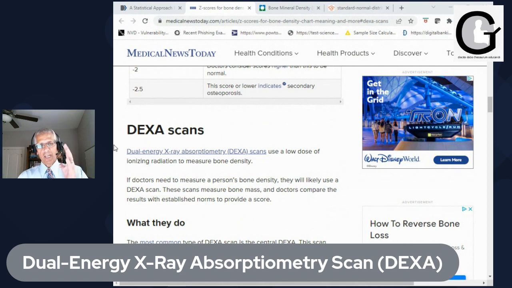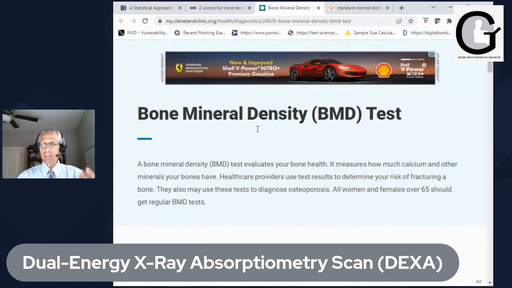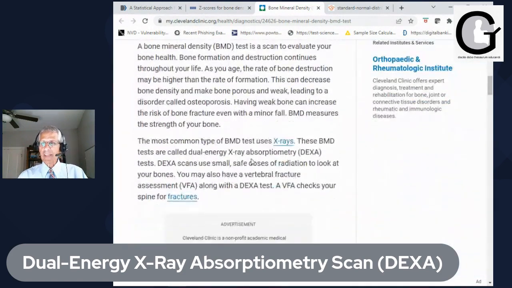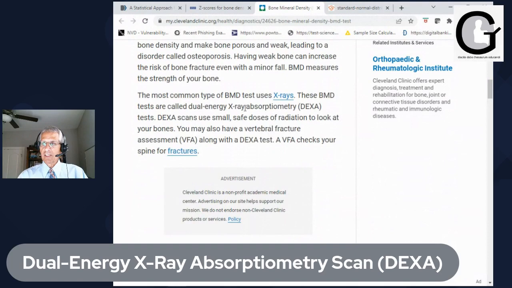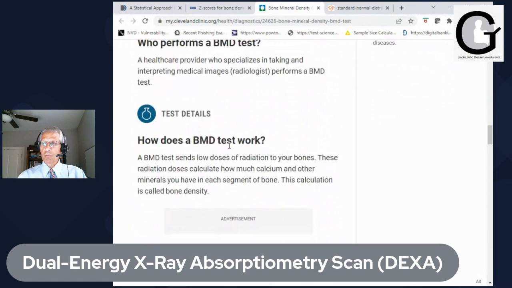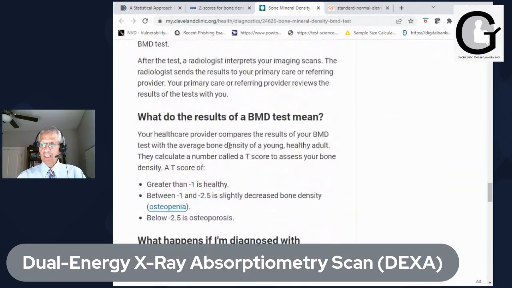Dual energy X-ray absorptiometry scan, DEXA scan. Okay, and this is where you have to do some work. You have to take a look at this. So I went to another place, Cleveland Clinic, which actually is very good. And they talk about different aspects, dual energy X-ray scans and vertebral fracture assessment. It talks about who performs it, how does it work, how do I prepare, what can I expect, who's not a candidate, what do the results mean?